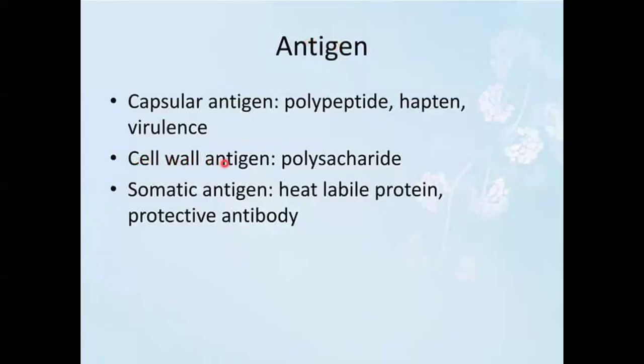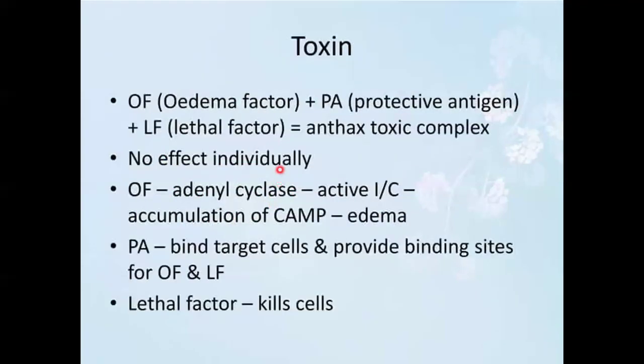And then we have the cell wall antigen, which is made of polysaccharide, and the somatic antigen, which is a heat labile protein, a protective antibody, okay? So now we go to the toxins. This is the most important. I want you to know the names. We have EF, which means edema factor, PA, protective antigen, and LF, lethal factor. All these make up the anthrax toxin complex. They have no effect individually, so they have to be a complex for it to work. Okay?